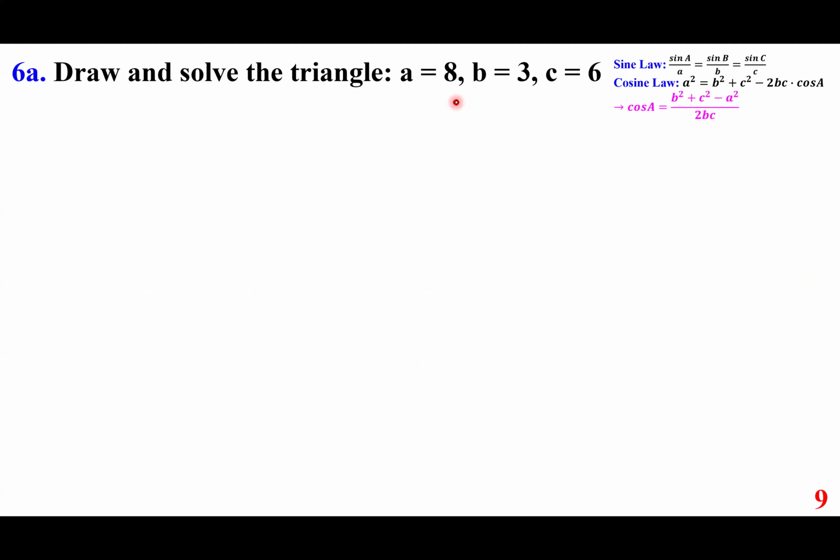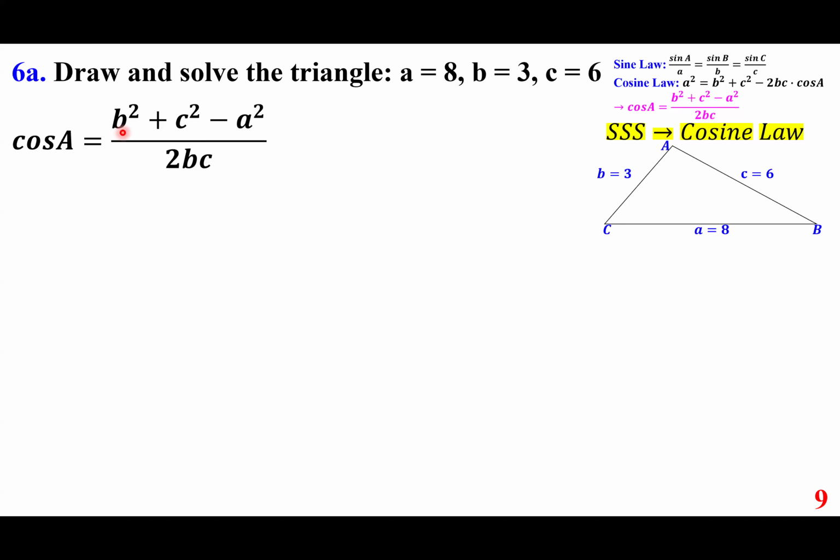Draw and solve the triangle A, B, C. Three sides are given, and clearly we're going to go with the side for cosine. So the sides are given. So if you solve for cosine A, you get cosine A equals B squared plus C squared minus A squared over 2BC. So B squared is 9, C squared is 36, minus A squared is 64. 2 times 3 times 6.